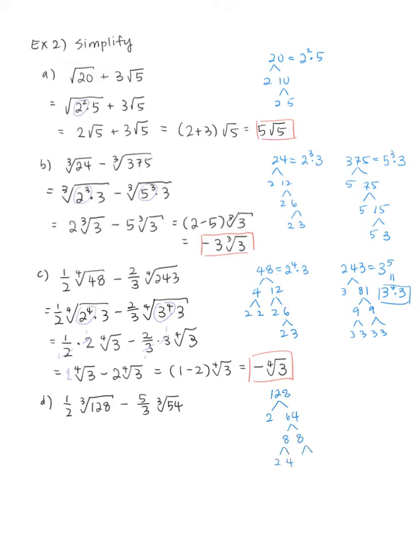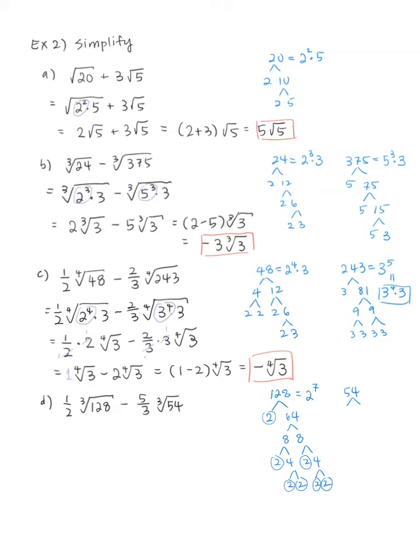2 times 4, 2 times 4, and then 2, 2, 2, 2. Alright, so 128 is, how many 2's do we have? 1, 2, 3, 4, 5, 6, 7. Alright, so this is going to be 2 to the 7. Now let's go with 54.